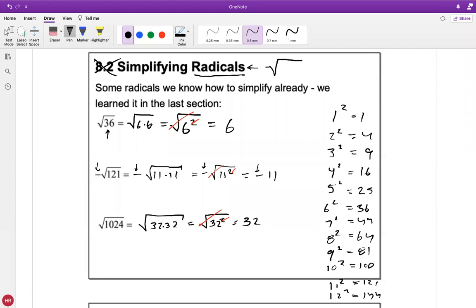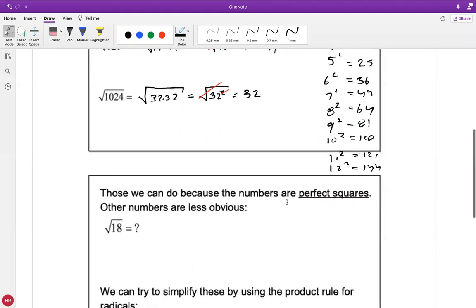If you memorize those first 12, you'll be in good shape for now. It's not a bad idea to memorize some more, but up to the first 12 is probably good.